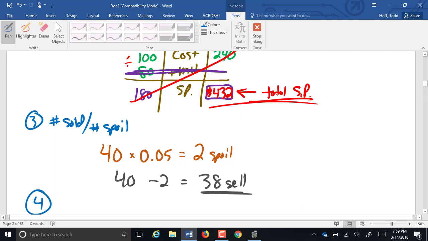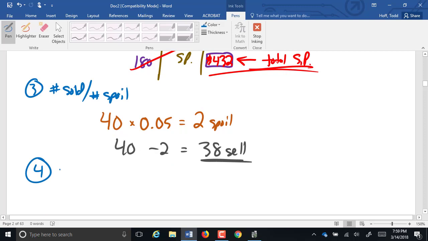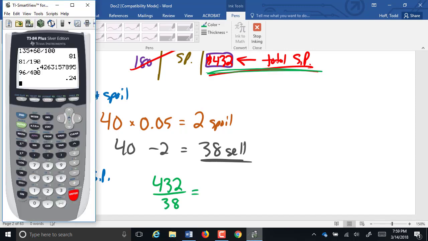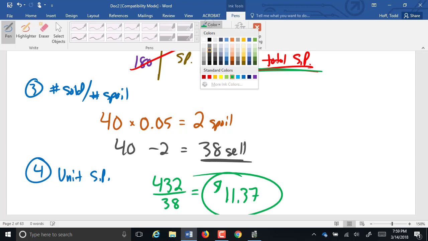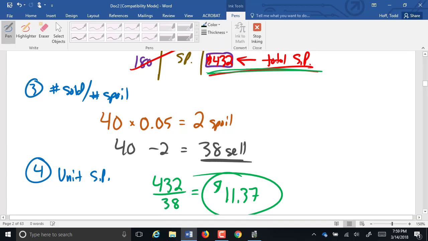Step 4 is unit selling price. We do that by $432 total selling price divided by the number sold. Sounds right. $11.37. T-shirts, yes.